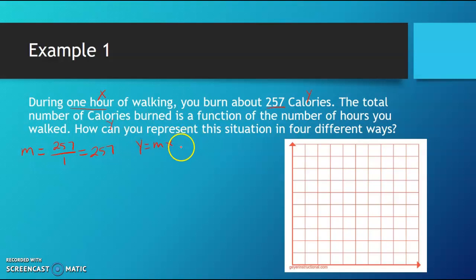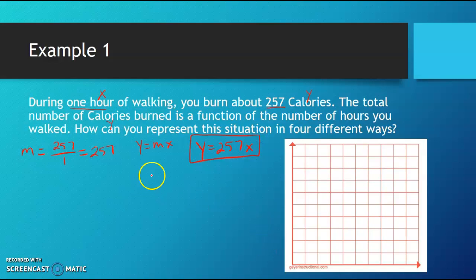Why am I not putting a plus b? Well, because if I haven't walked a single hour, meaning I've walked 0 hours, then I'm not going to burn any calories because of walking. And so we know that it's starting at 0, 0. And so my equation is going to be y equals 257x. So that's representation number 1.